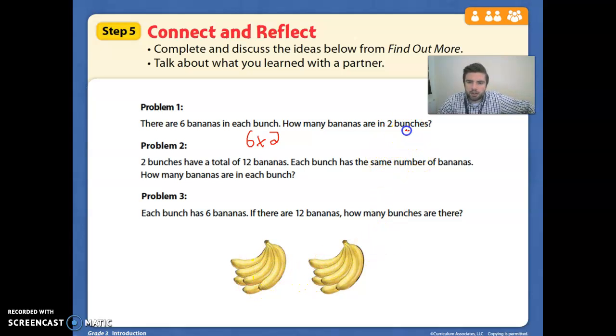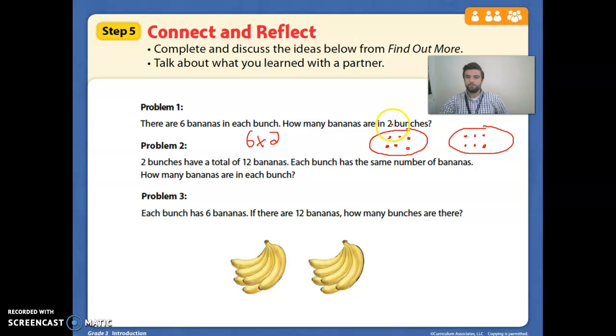So let's draw our two bunches, and we'll represent those as circles. And in each bunch, we put 6 dots to represent each banana. 1 banana, 2 bananas, 3 bananas, 4 bananas, 5, and 6. So that's one bunch. Now let's do the other one. 1, 2, 3, 4, 5, and 6.